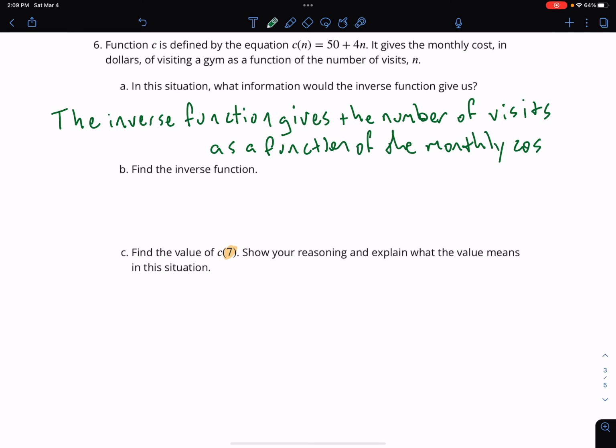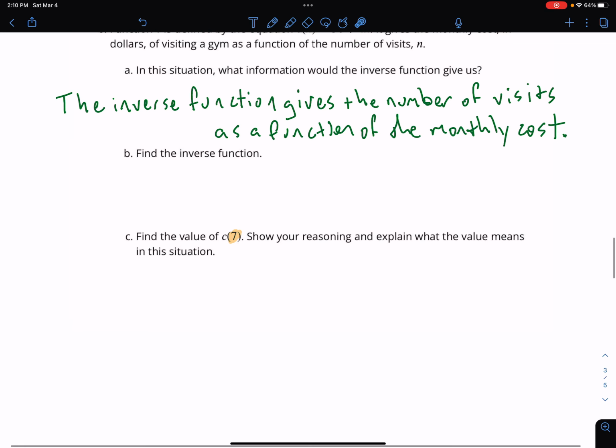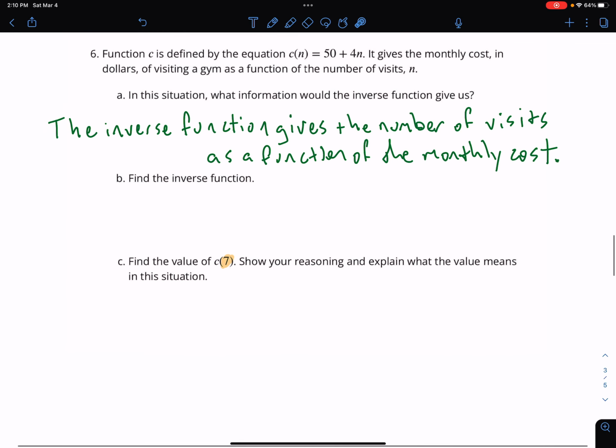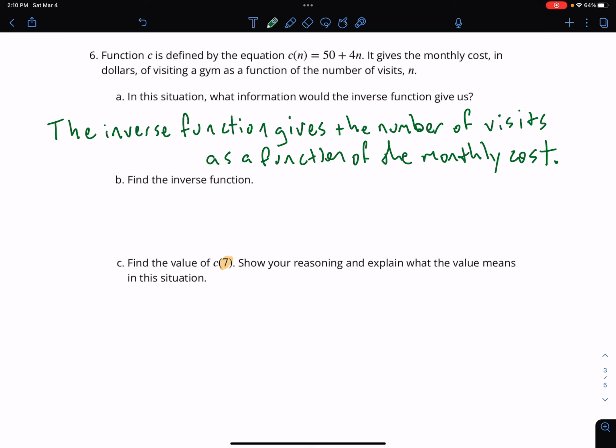And that's why we want to have inverse equations, right? You can use the original equation to plug in the number of visits you did, and then you'll find out what the cost was. Well, if you can write the inverse function like we're going to do down here, we could plug in the cost, and it would give us the number of visits that we had. So let's do that. How do we find the inverse function? Start with the original. What was my original function? C of n equals 50 plus 4n.